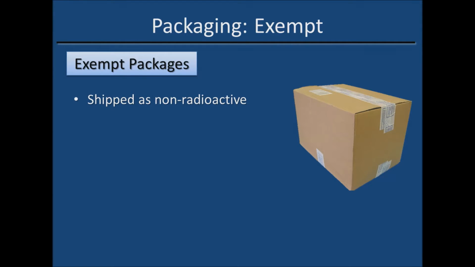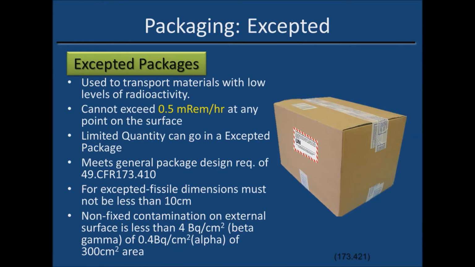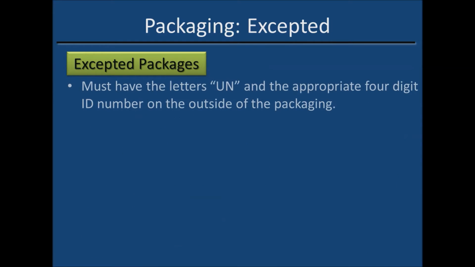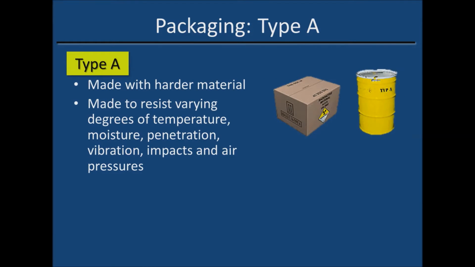An exempt package is shipped as not radioactive. It's a table lookup, verifies a concentration is not exceeded, and a consignment, a total activity, is not exceeded for the nuclide that you're shipping. The accepted packages contain limited quantities and several UN numbers denoting accepted packages, but it can't exceed 0.5 millirem per hour and a couple other things. So some UN numbers for accepted packages, 2910 being the most common, 2911 probably the second most common for your instruments and articles. Type A is a little more common for isotopes produced, shipped to hospitals.